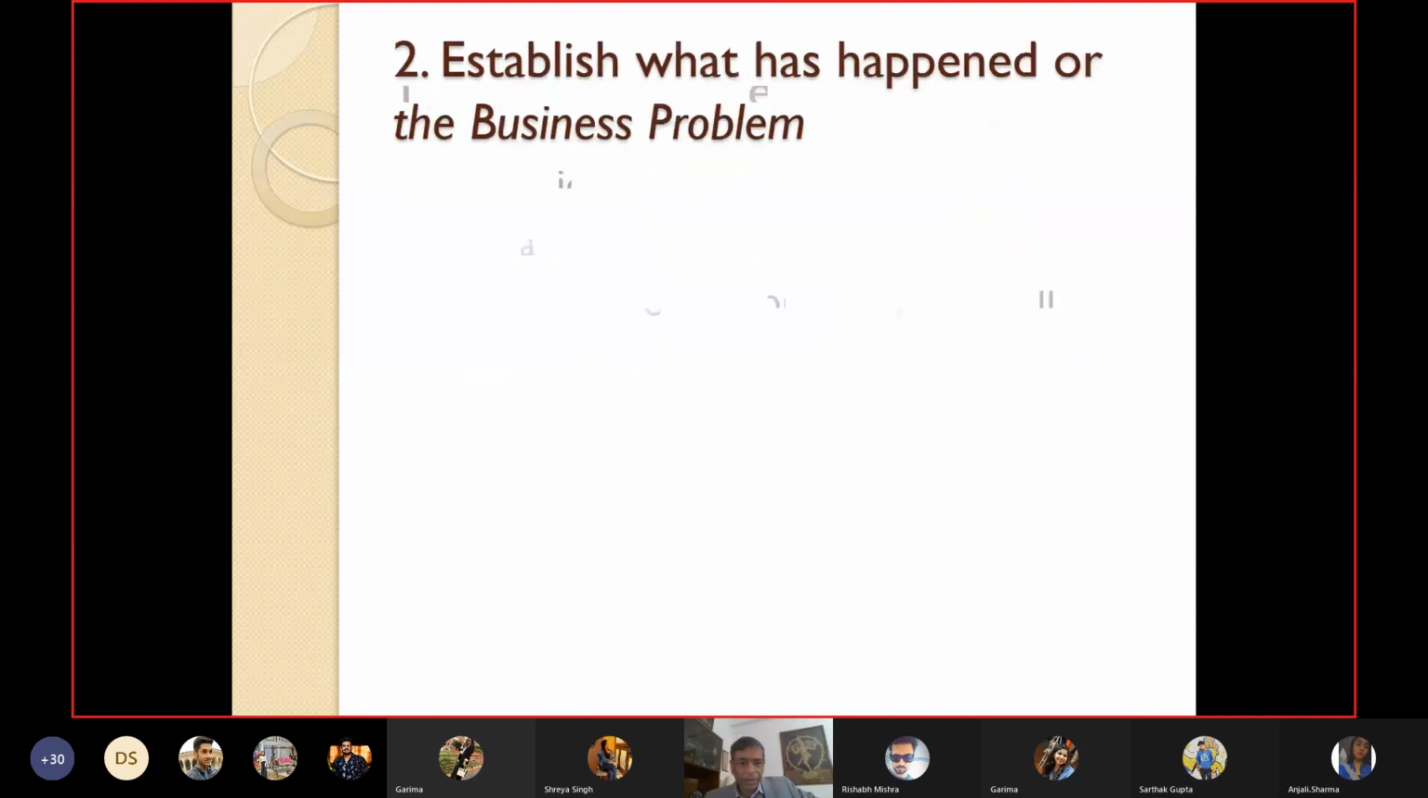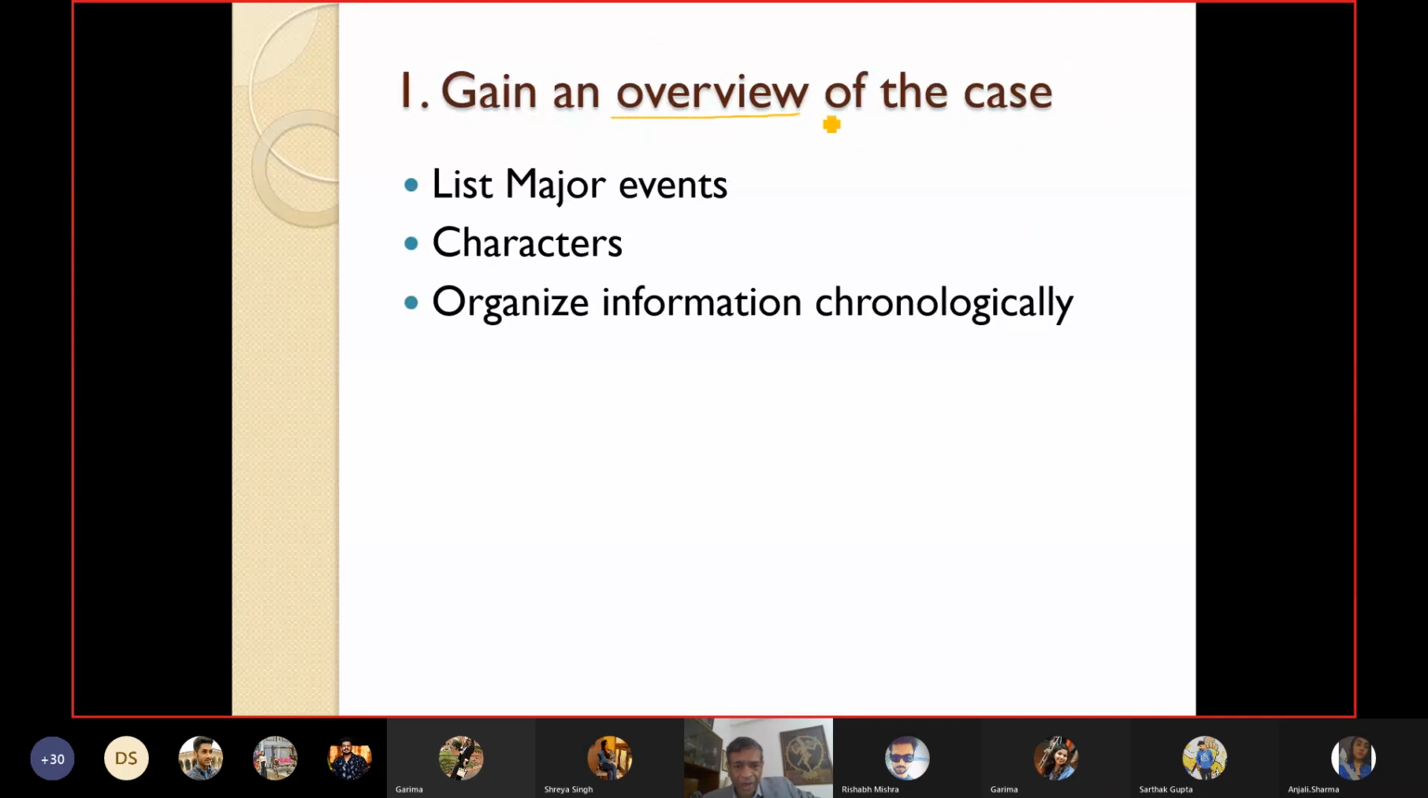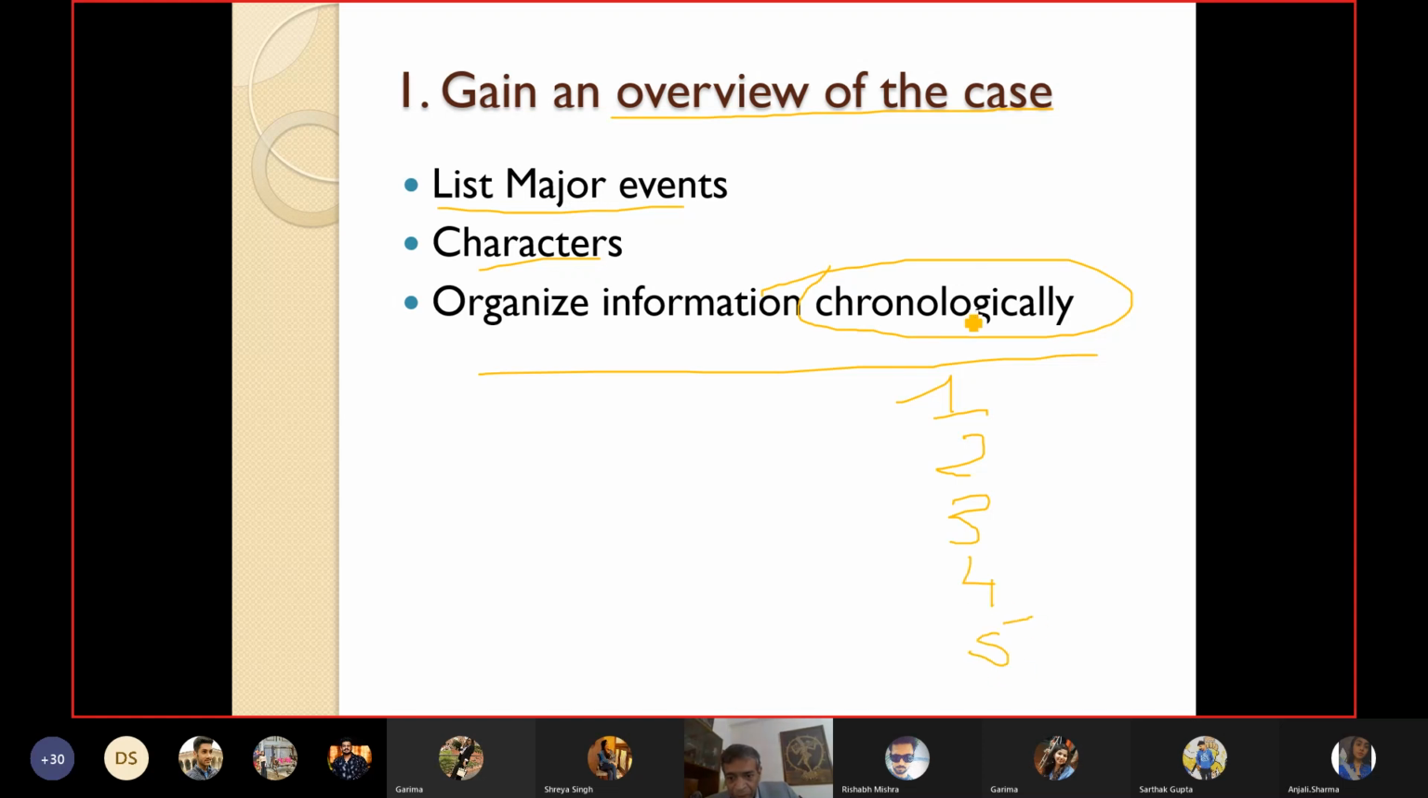So this is the first step, gain an overview of the case, which is to list down the major events and characters, and organize the information chronologically. So students, please listen to this. Do it systematically, like one and then two, two follows one, then three follows two, four, and so forth. Do things chronologically. One step follows another. So list down the major events. You break up the case into major parts, and each part is solutions and events. So break up each of the events and characters and organize the information chronologically.